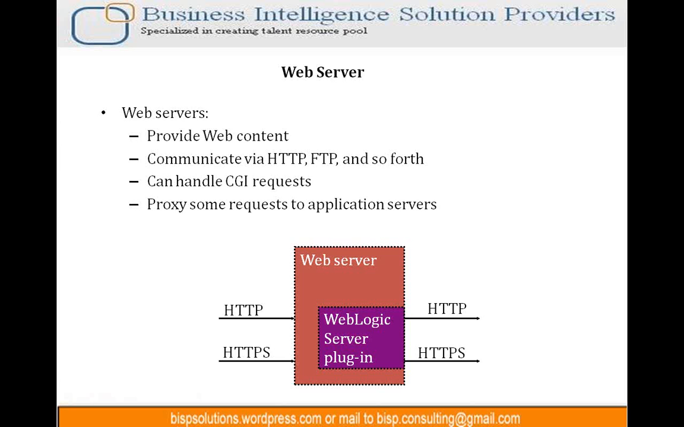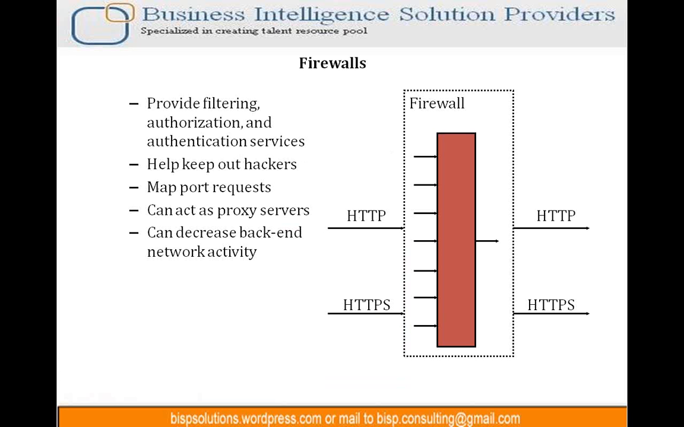And the firewall, you generally might know from real time in your organization. The firewall is one of the resources to filter, provide authorization and authentication service, and help keep out hackers. It can act as a proxy server and can decrease backend network activity. So it would filter the requests that come onto the resources on the other side of the architecture.